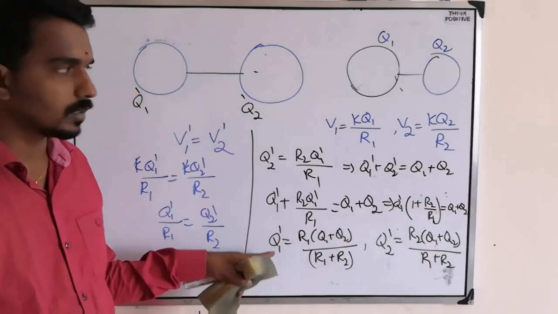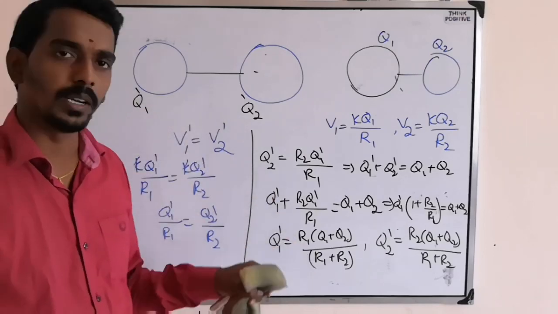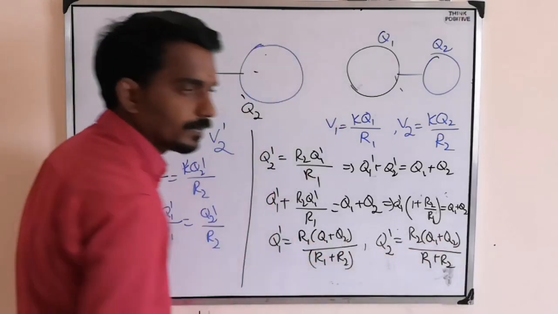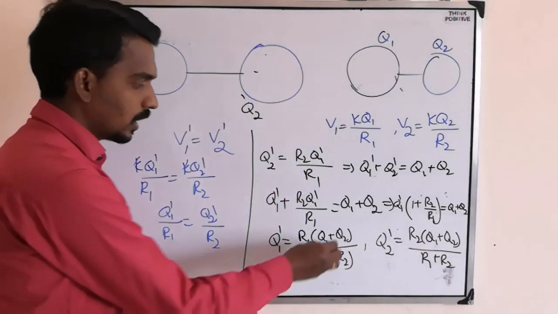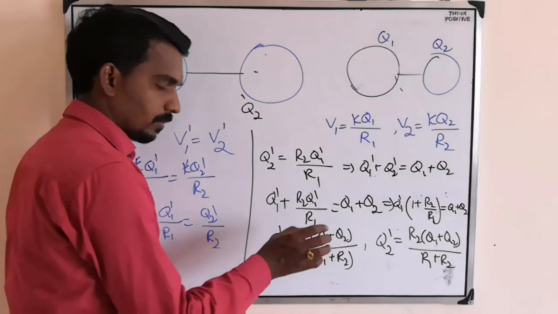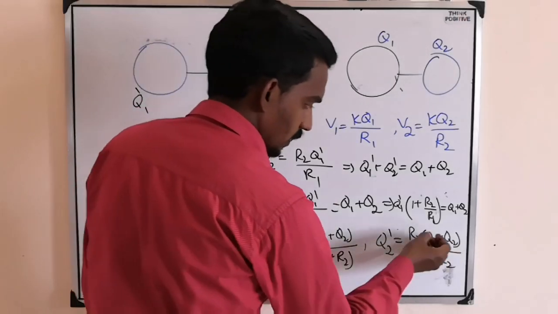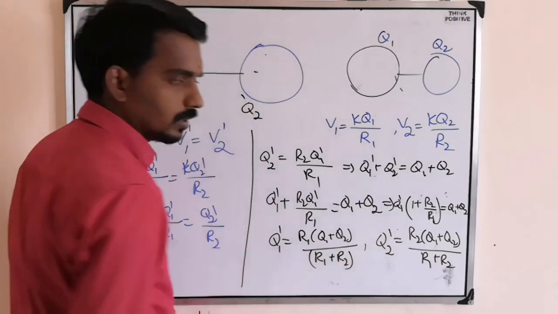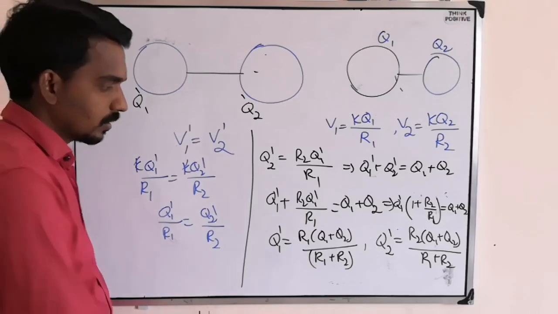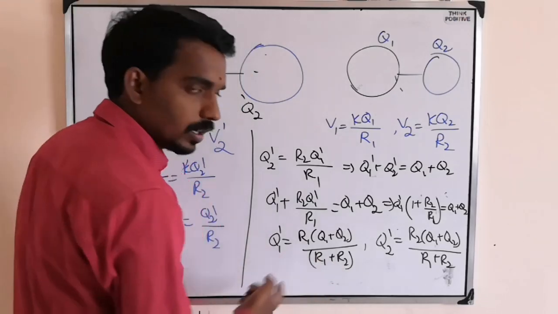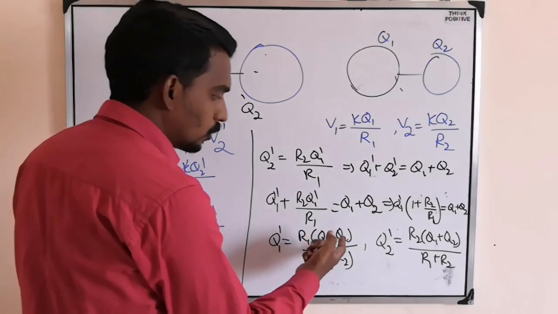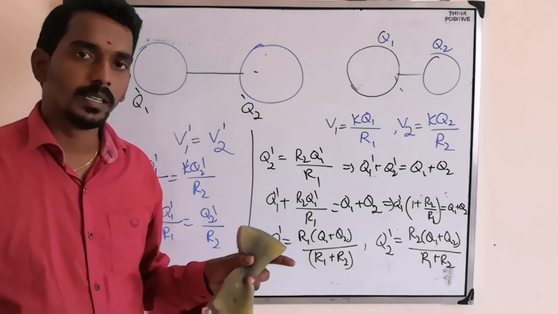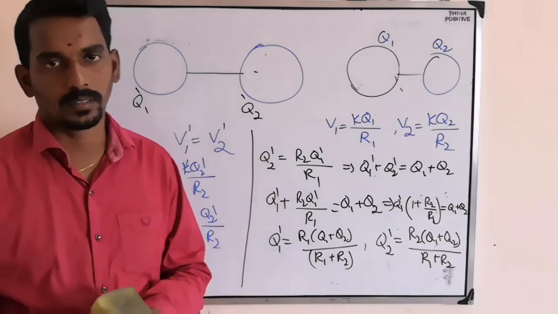So charge on the first one means R1 will come, charge on the second one means R2 will come, rest is the same. So total charge into R1 by R1 plus R2, or total charge into R2 by R1 plus R2. But if you know this, then identical is easy, because identical means R1 equal to R2, then it will become (q1 plus q2) by 2. So this is the concept of connecting two charged bodies.